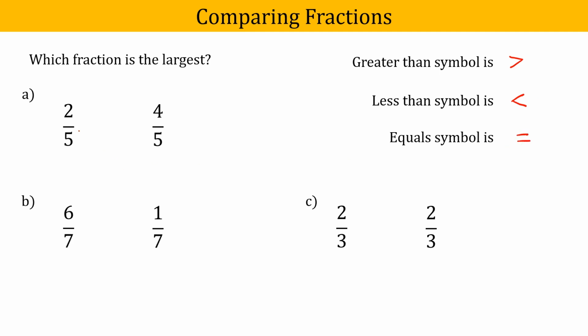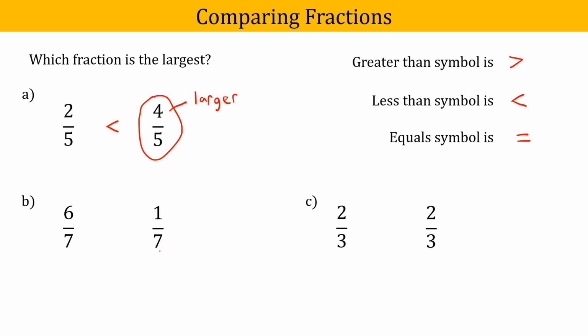All right, so for 2 over 5 compared to 4 over 5, which number is greater? Well, here's the key thing. If the bottom number is the same, like the same denominator, then you only have to compare the top number. In this case, which number is greater, 4 or 2? 4, right? 4 is bigger than 2. So you just want to write this symbol here, which means that 2 over 5 is less than 4 over 5. So 4 over 5 is the larger number, right? So I'm going to say larger.